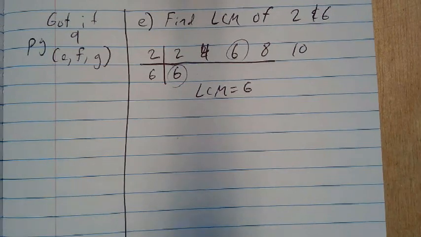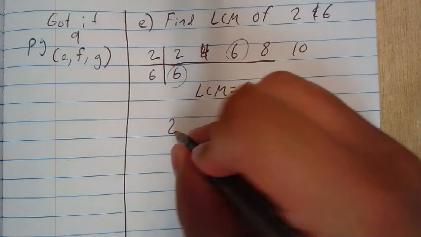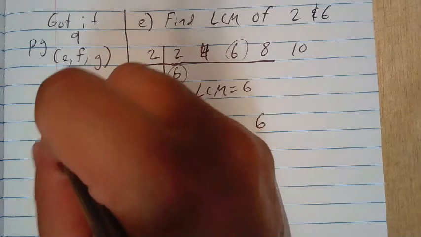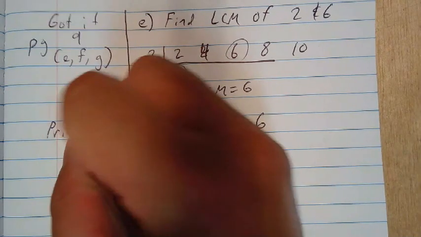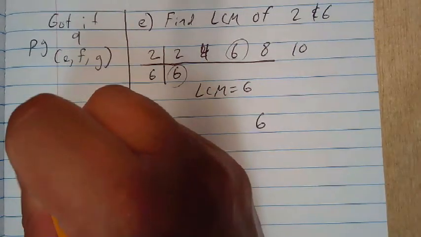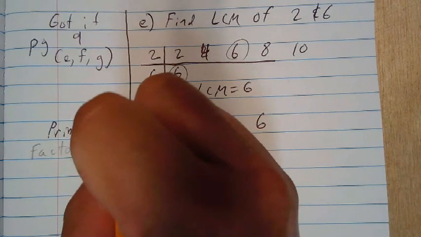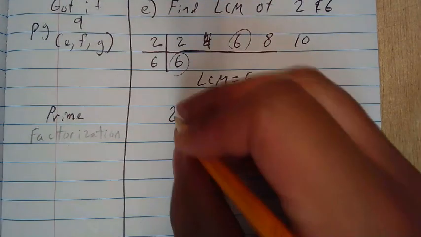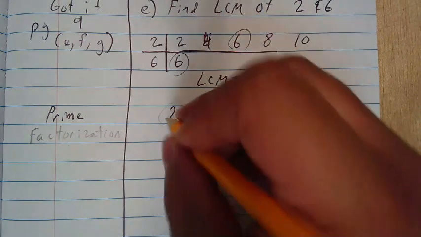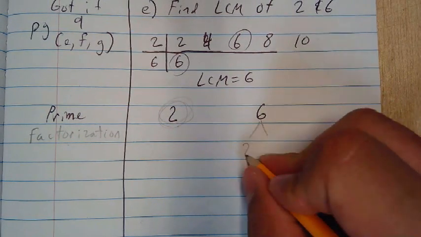But here's the deal. There's another way to do this. You can also use prime factorization. Again, don't keep switching between pencil and pen. You really should be using pencil. Okay? Anyways, 2 is prime, so it stays where it is. It's just 2. But 6, you have 2 times 3.